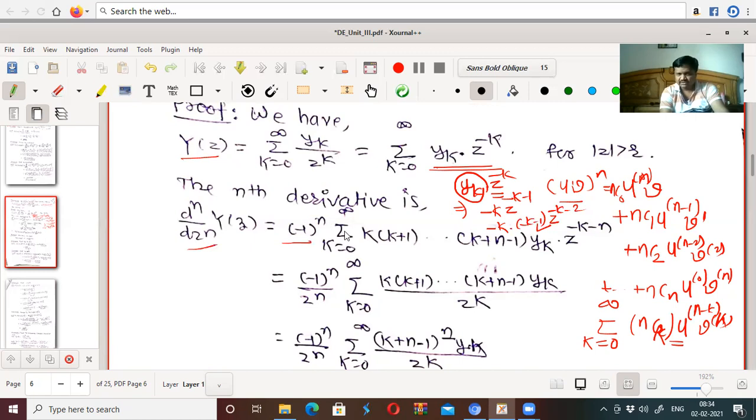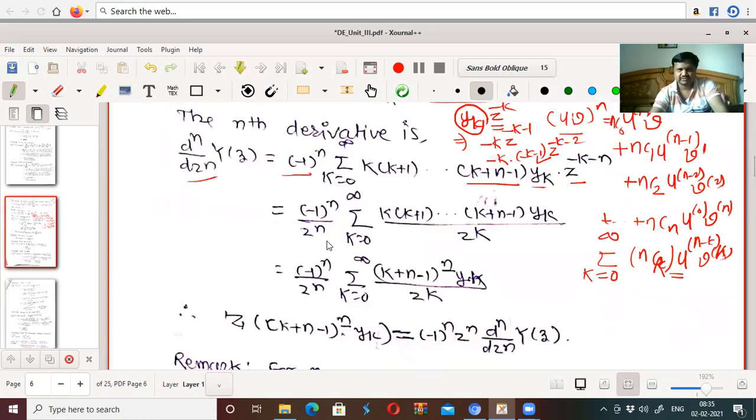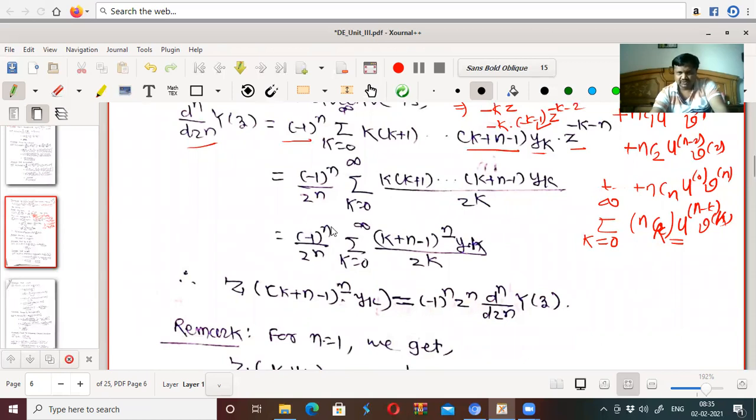So minus 1 raised to n, summation from k equal to 0 to infinity, k plus 1 up to k plus n minus 1, yk z to the power minus k minus n. No need to use the product formula here. You are taking the nth derivative of this term directly, summation from k equal to 0 to infinity. Now this goes to minus 1 to the power n upon z raised to n, summation from k equal to 0 to infinity, k plus 1 up to k plus n minus 1, yk upon z raised to k.